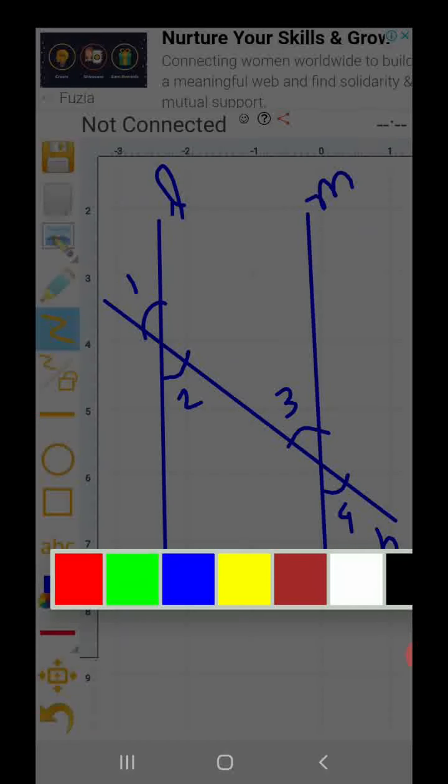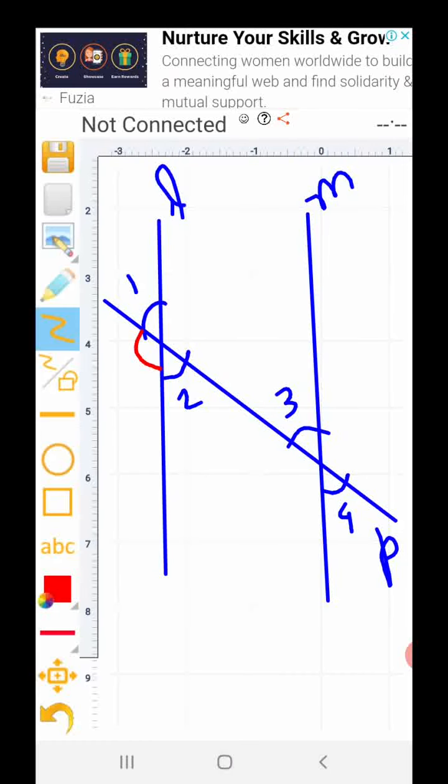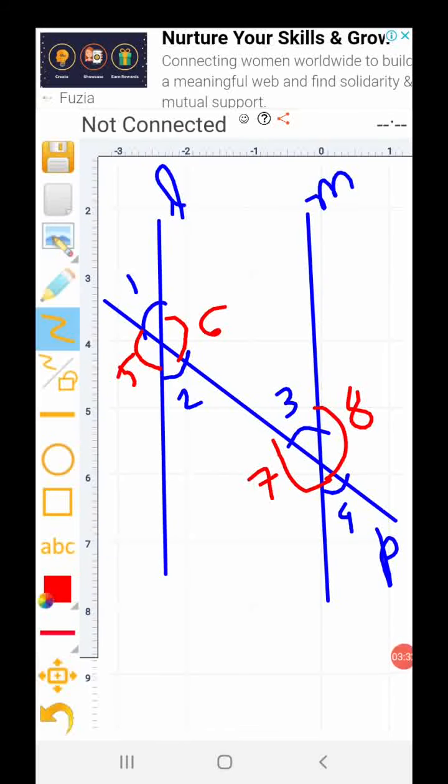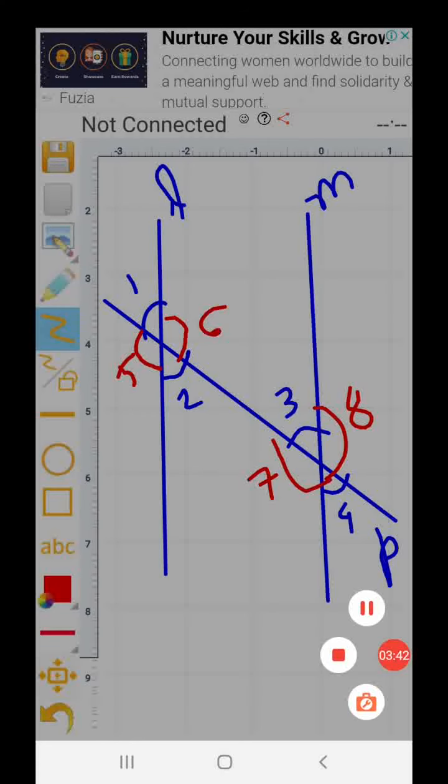And on the other side also, this and these angles are equal: 5, 6, 7, 8. If the line also goes this way, that means perpendicularly, then also the same things hold. You always remember this, see the position of the angles, and then you can find the values easily. If you know any one value, then you can find the other values of the angles.